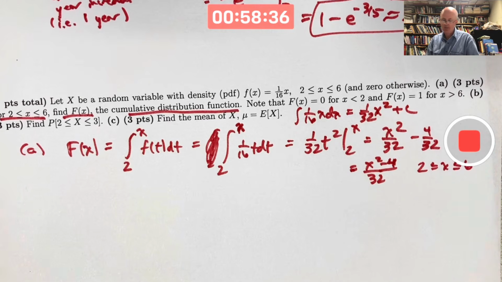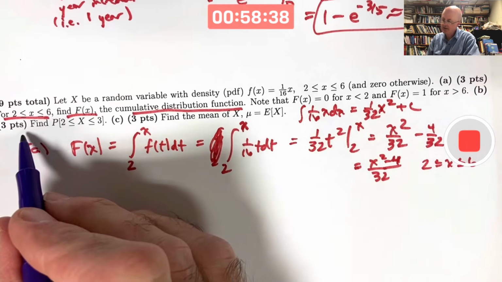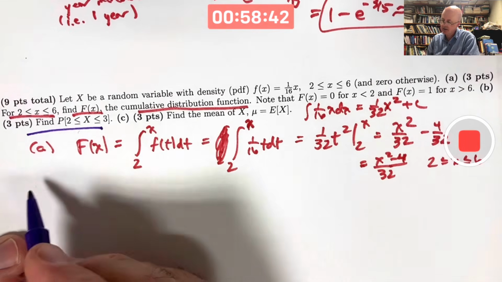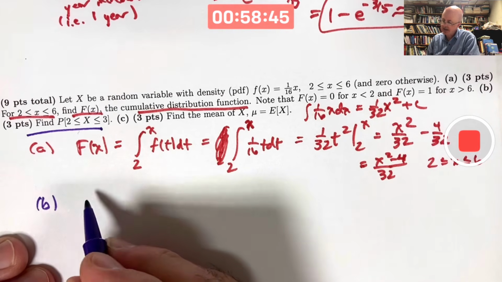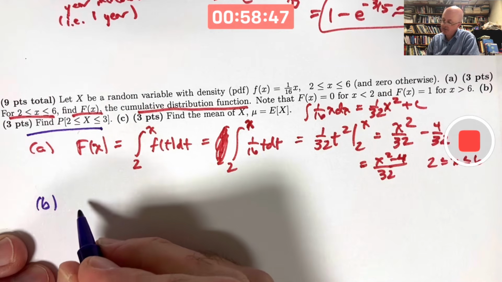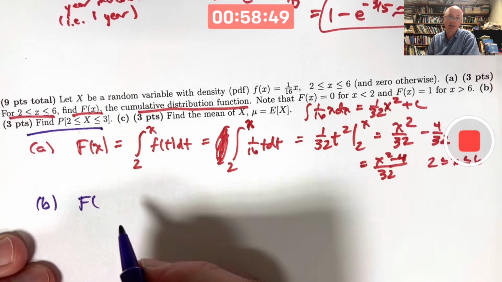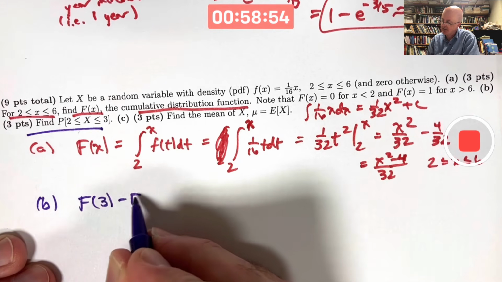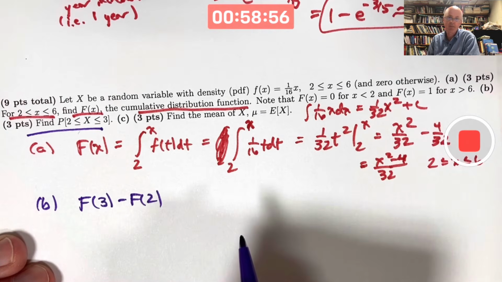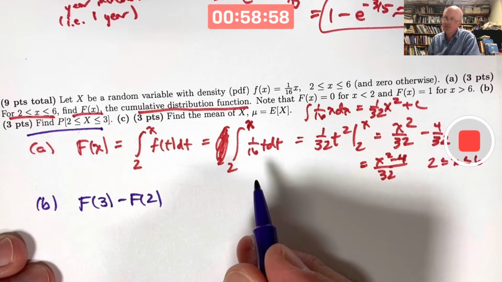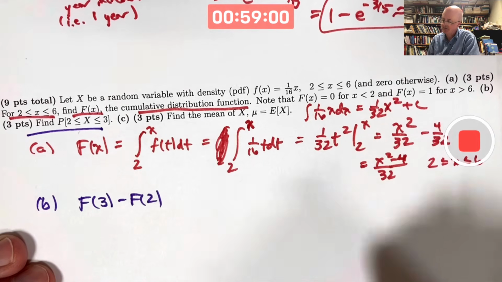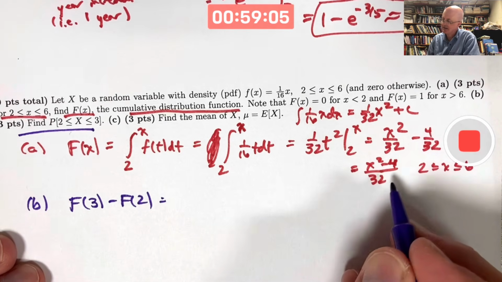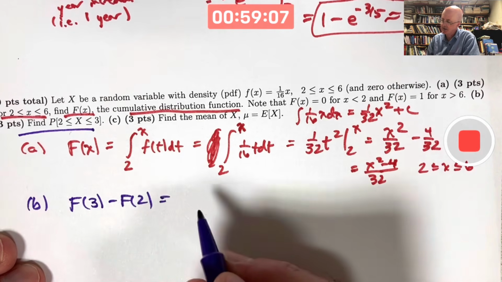Part B. Find the probability that x is in the interval between 2 and 3, a continuous real number interval. You integrate the PDF, which by the fundamental theorem of calculus is equivalent to subtracting values of the CDF. So I can just do capital F of 3 minus capital F of 2 here. Okay? I could integrate the PDF from 2 to 3, but I don't have to. Might be easier since capital F has the extra subtraction thing in there, but let's just go ahead and do it this way.